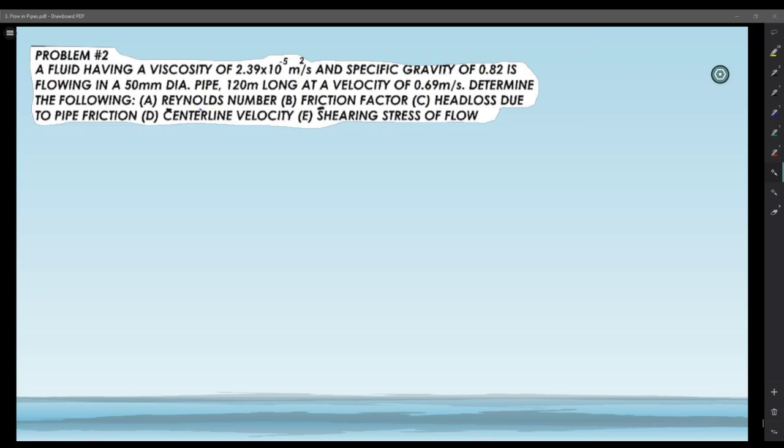So for letter A, determine the Reynolds number. B, the friction factor, so yung f. C is the head loss due to pipe friction. And D, the center line velocity. And last will be the shearing stress of flow.